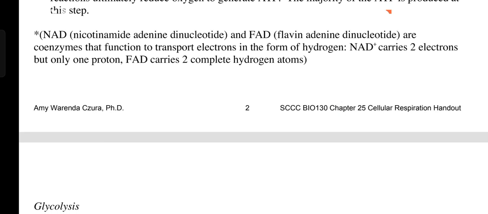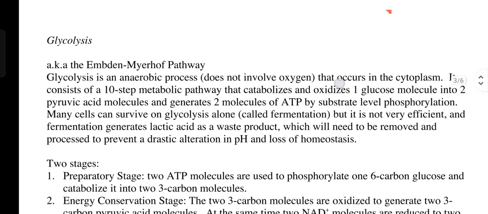NAD, nicotinamide adenine dinucleotide, and FAD, flavin adenine dinucleotide, are coenzymes that function to transport electrons in the form of hydrogen. NAD positive carries 2 electrons but only 1 proton. FAD carries 2 complete hydrogen atoms.